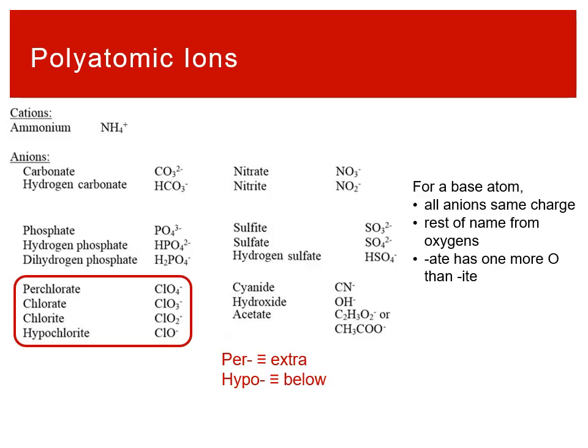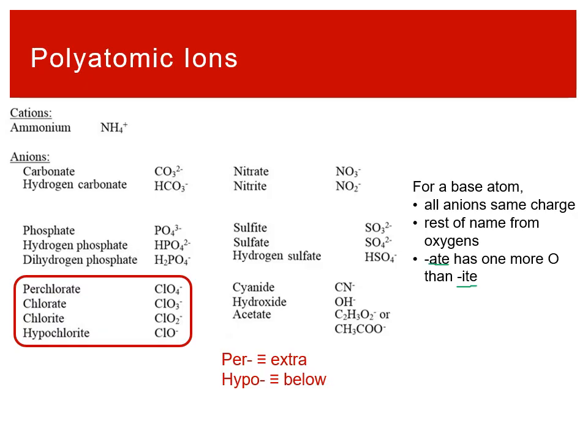So there's a couple rules. One of the rules is that ate means it has one more oxygen than ite. This gets to one of our first distinctions: if you have an ion that ends in ATE or ITE, that has to be a polyatomic, because if you remember, the ending for monoatomics was IDE. So ATE and ITE always correspond to polyatomics.